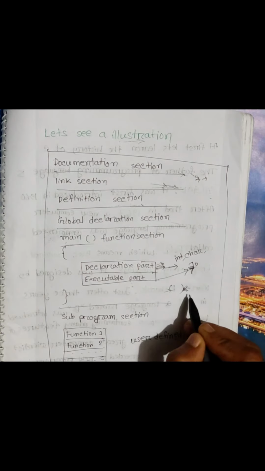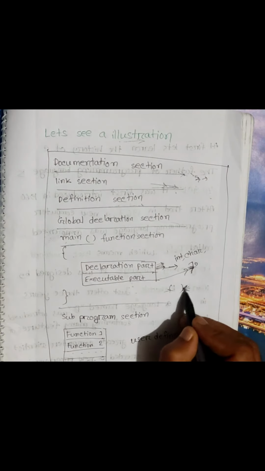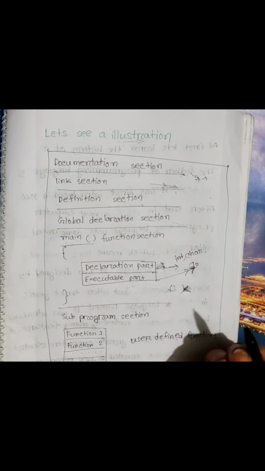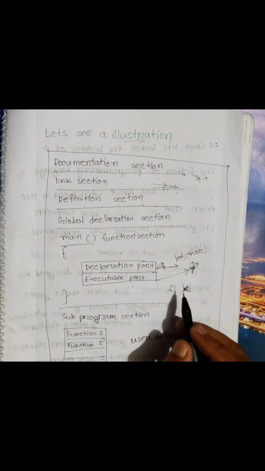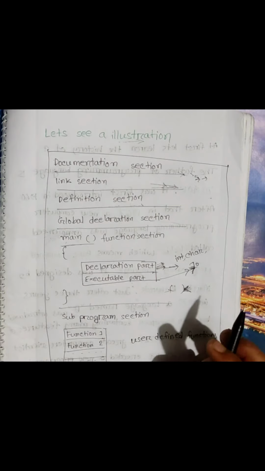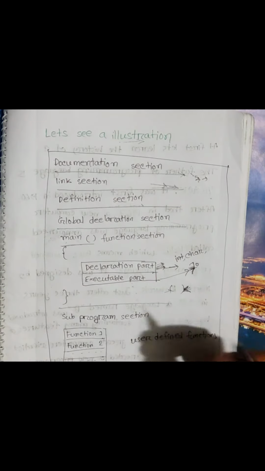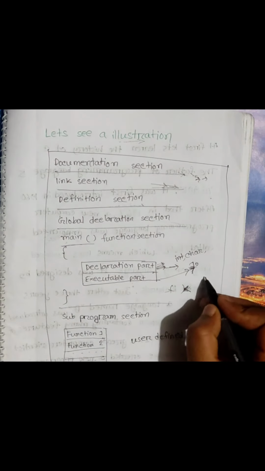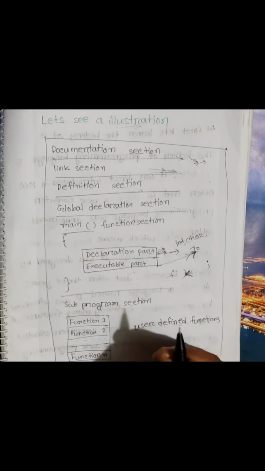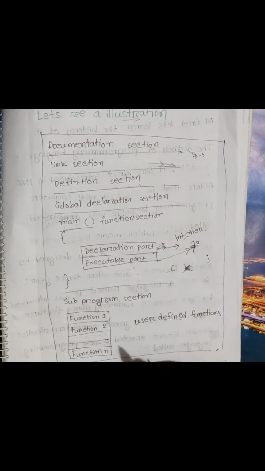When the second or closing brace appears, the program will automatically stop. All statements in the declaration and executable part end with a semicolon, and we have to use a semicolon after every statement in this part, like this one. Okay, let's move on to subprogram section.